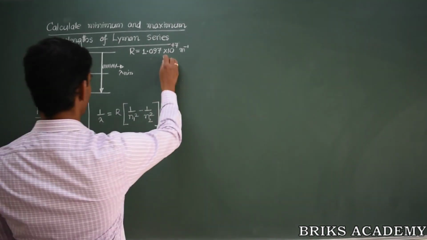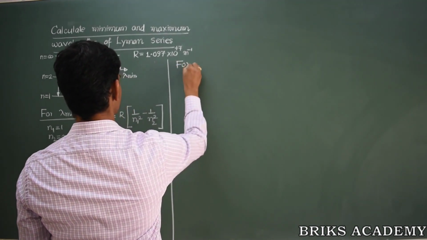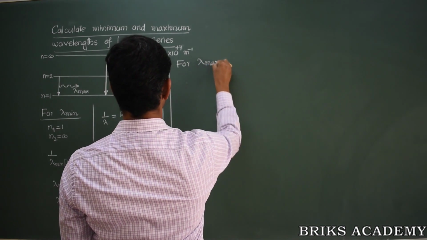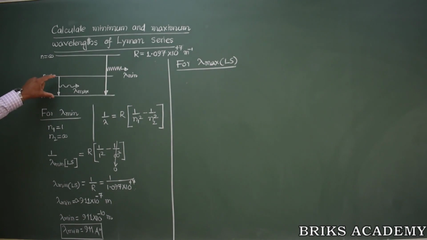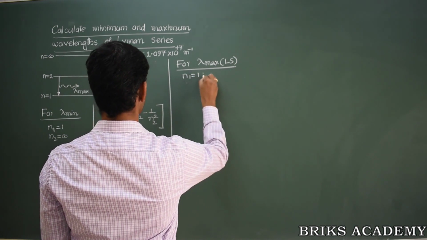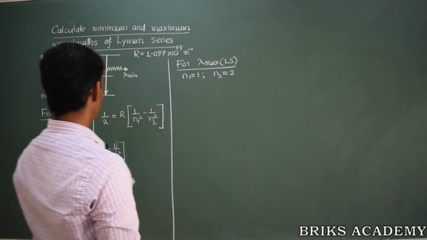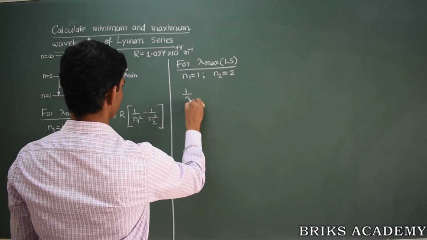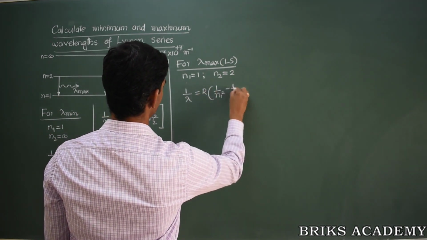Similarly, we can calculate even the maximum wavelength, lambda maximum of Lyman series. I have already explained what lambda maximum is. It is the wavelength emitted when the transition takes place from n is equal to 2 to n is equal to 1. So for lambda maximum, n1 is 1 and n2 is equal to 2. So the equation is 1 by lambda is equal to R into 1 by n1 square minus 1 by n2 square.